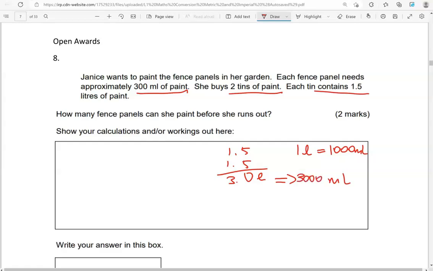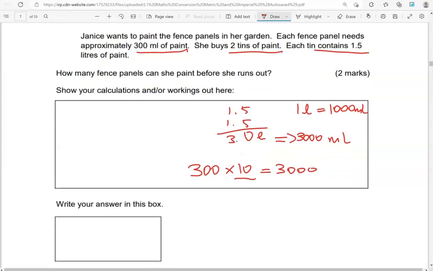So if 300 milliliters are needed for 1 panel, how many panels can you paint with 3,000? So what do you notice? 3,000. We just add in a 0, and we do that when we multiply by 10. So 300 times 10 gives us 3,000. So she can paint 10 fence panels before she runs out.